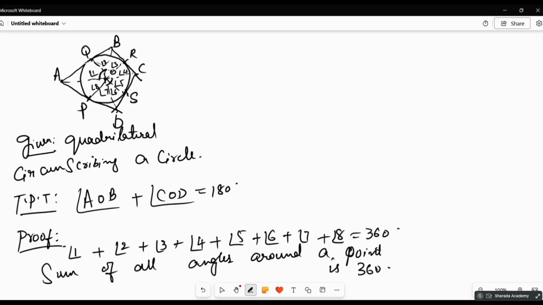Now if you observe in these two triangles AOQ and AOP, AP is equal to AQ, OQ is equal to OP because they are the same radius, and AO is the common side. So these two triangles are congruent.